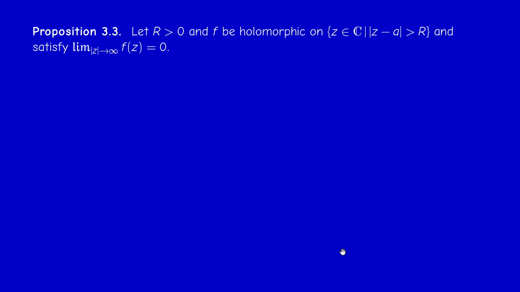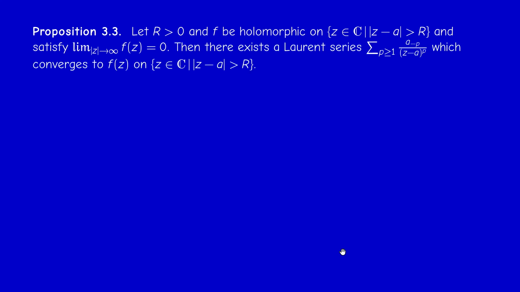Next result: if f is holomorphic outside the disk and vanishes at infinity, or tends to 0 at infinity, then I can expand f in a Laurent series with only a singular part. This is a lemma, a preliminary result to prove the next result, about expansion of a holomorphic function on an annulus in a Laurent series. But this is a particular case of the next result.